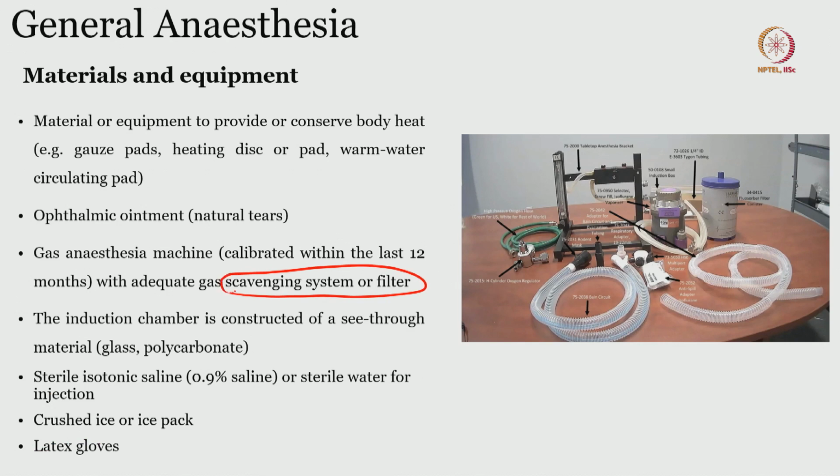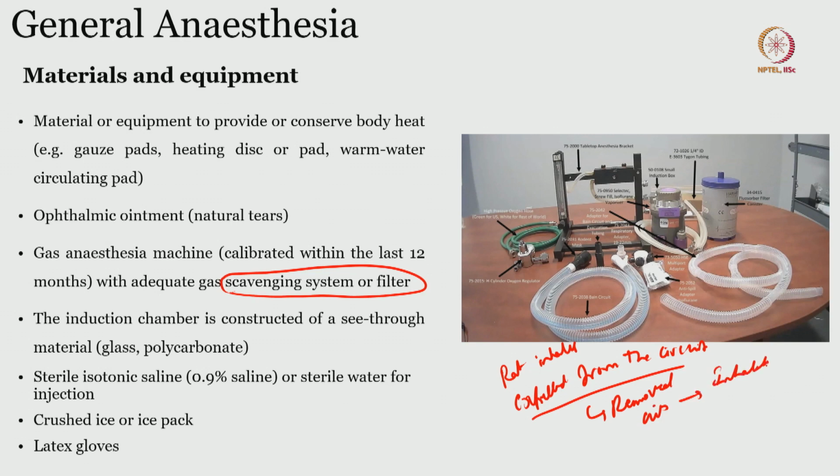Whenever the rat inhales the anesthetic gas, there is some amount of gas which is expelled from the circuit. That has to be removed from the atmospheric air to prevent inhalation by the lab personnel. That is very, very important. To remove that air, you need to have this scavenging system or filter, which is a canister that is shown here. So that's very important.